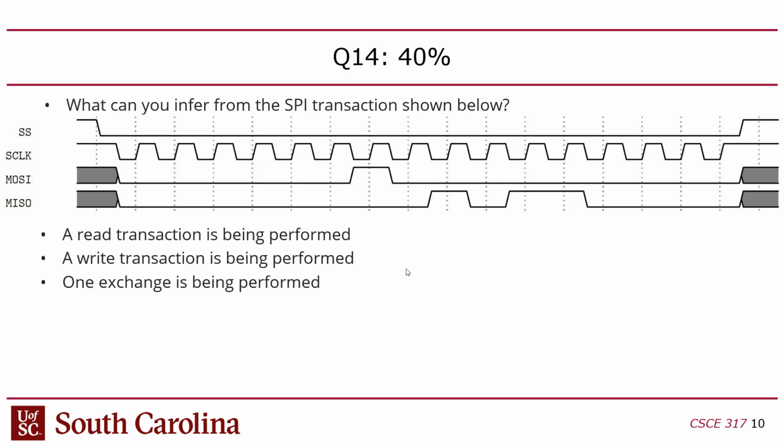Oh, this one, 40%. What can you infer from the SPI transaction shown below? I mean, the idea was that you just look at MISO, right? You can see MISO is sending something back, so it must be a read, right? So I think that was the lowest. That was the hardest question on the exam, statistically.